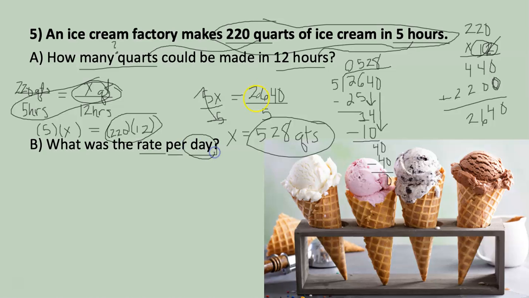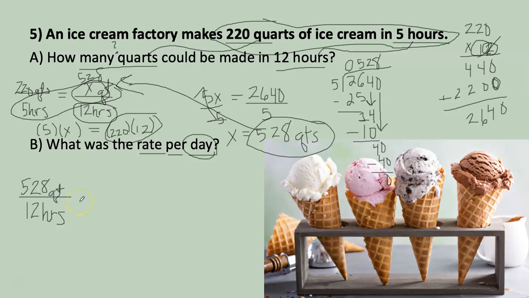Now this is the important part because we were given the rate in hours. Both of these are in hours. So we're going to have to convert this to days. So I'm going to think about which would be easier to switch, the 5 hours or the 12 hours to days. And the 12 hours is going to be very convenient to use. So I'm going to use that ratio to come up with my unit rate in days or per day. So 12 hours went with the 528 quarts. We found that 528 quarts can be made in 12 hours.